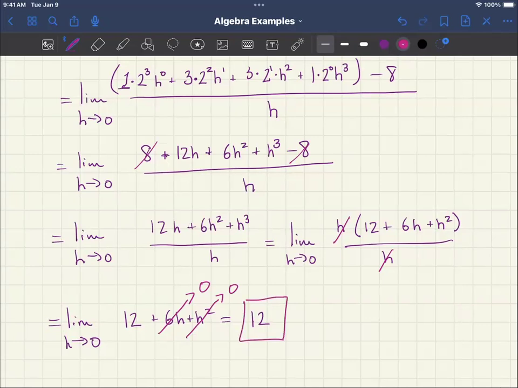Please keep in mind the algebra is the thing that trips most students up, not the calculus. If you practice your algebra, especially without a calculator, you're going to do just fine.